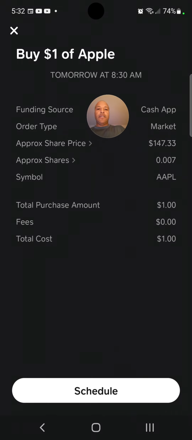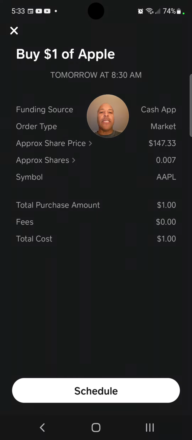And as you can see, it says tomorrow morning at 8:30 a.m. That's my time. And it goes over the funding source, order type, which is a market order. A market order is when you're going to buy that, whether it's a share, a full share, or a fraction of a share, at whatever the stock is costing at that moment. So that's what that stands for. And then you can go down the list there, with your approximate share price, the symbol ticker, and all that stuff.